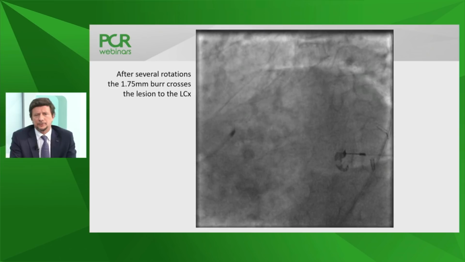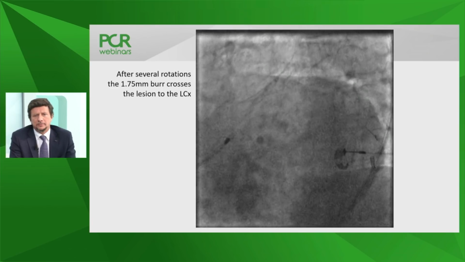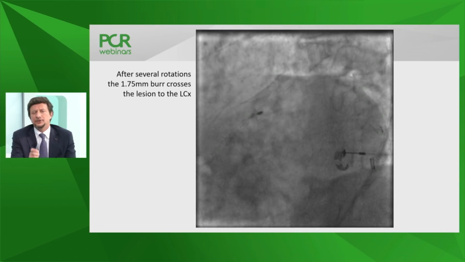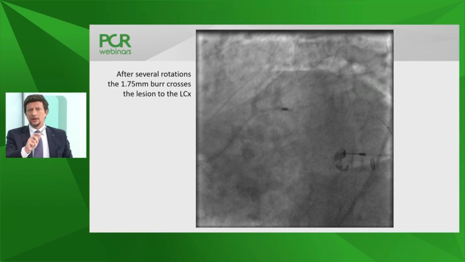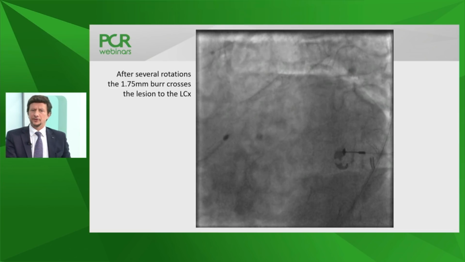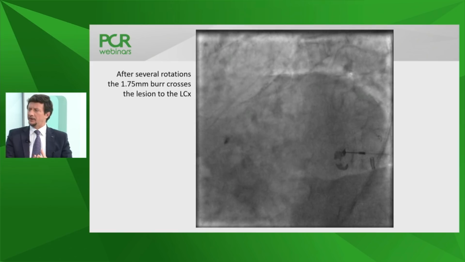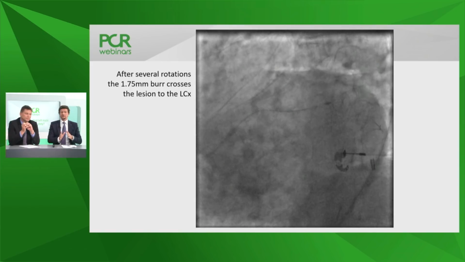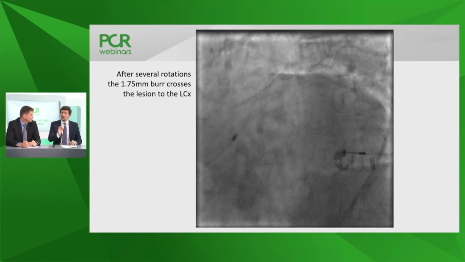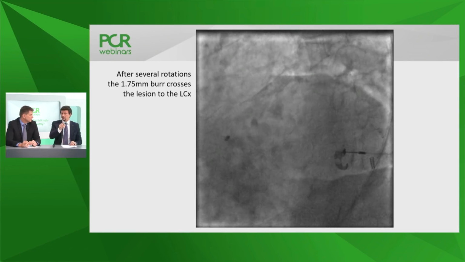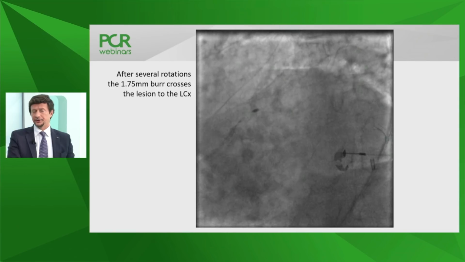Again, with patience and with a peck of movement until it goes. Nice. Goes very smoothly. And you see that the rotation goes beyond the origin of the first oblique marginal, because this is another bifurcation. There was not a lot of calcium there. It was mainly fibrotic, but we are preparing also the lesion for the second bifurcation on the circ.